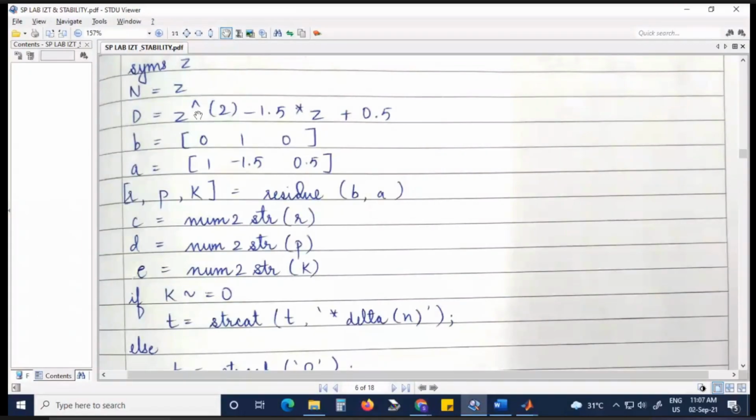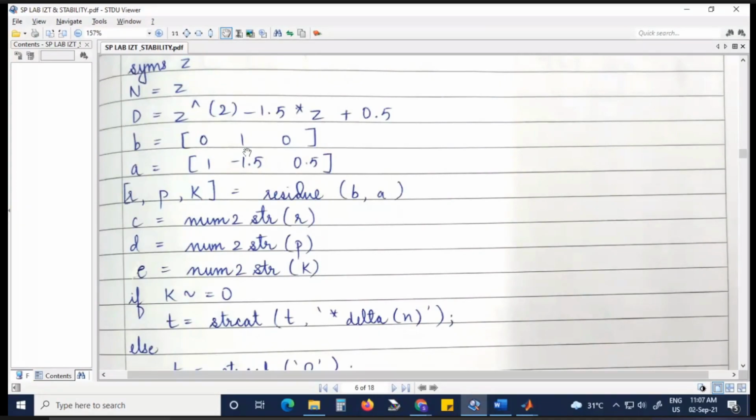Since it is a second order expression, the coefficient arrays of both numerator and denominator should be of the same size. So 0 1 0 would be the array for the coefficients of the numerator. The 0 means the z square term is not present in the numerator.